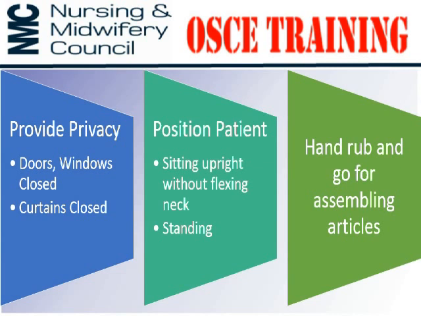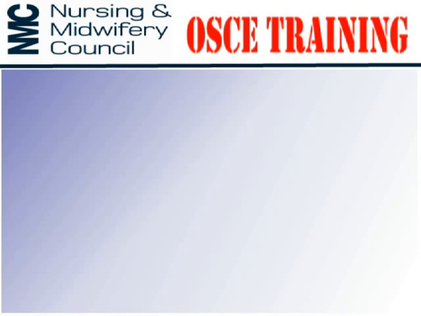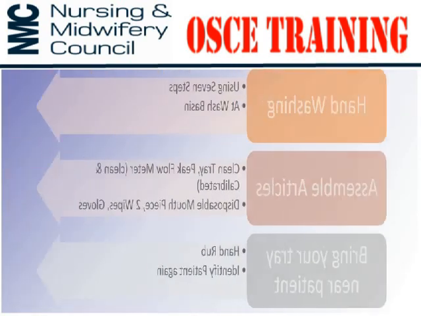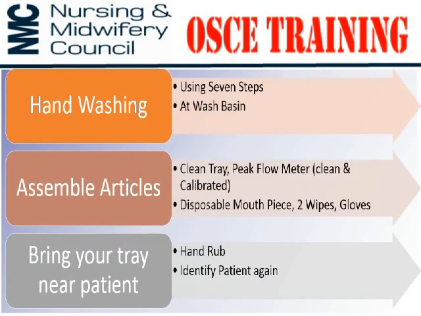Then you need to do a hand rub and go for assembling the articles. Before assembling the articles, you need to perform hand washing using 7 steps of hand hygiene, preferably at the wash basin. Then you need to assemble the articles for the procedure. The articles that need to be assembled include a clean tray, confirming with the examiner that the tray is cleaned with soap and water in the past 24 hours, a peak flow meter which is clean and calibrated, a disposable mouthpiece, alcohol wipes and gloves. You need to bring the tray near the patient.